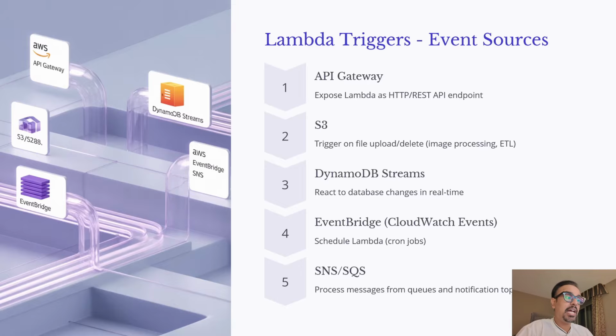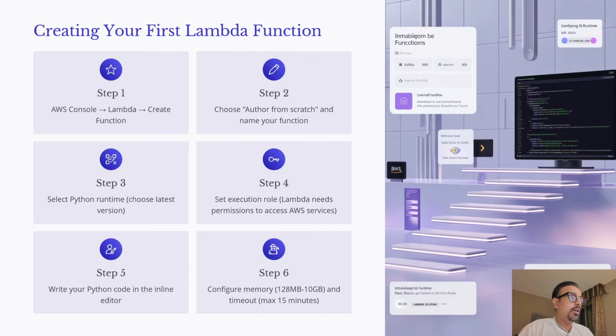And finally, SNS and SQS can trigger Lambda for message-driven processing, allowing your function to handle notifications or queue messages automatically. So together, these event sources make AWS Lambda a powerful event-driven compute platform that can integrate seamlessly with almost any AWS service. Now, we are going to go ahead and create our first Lambda function.